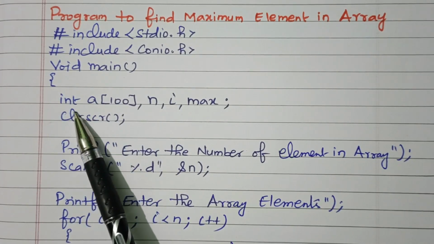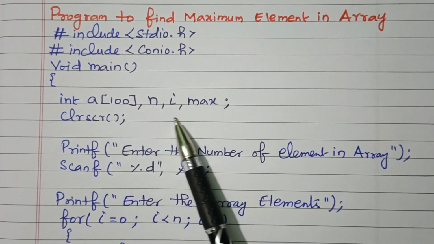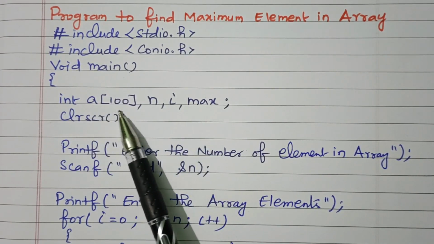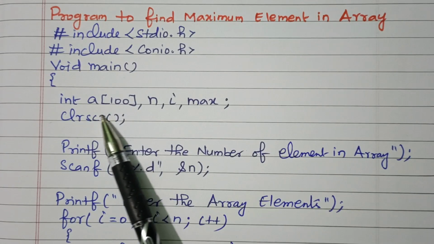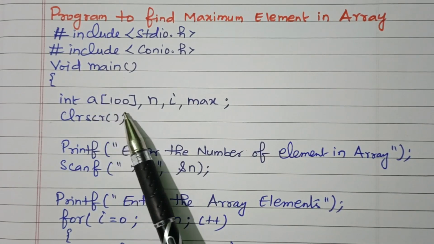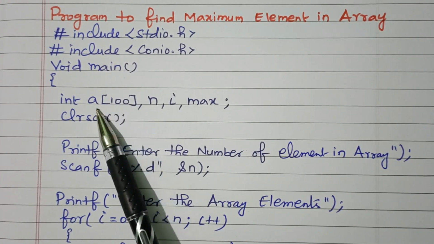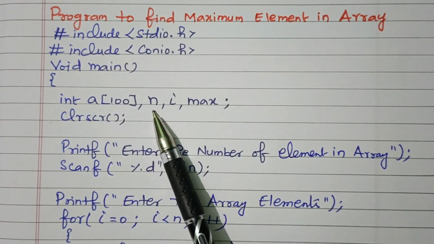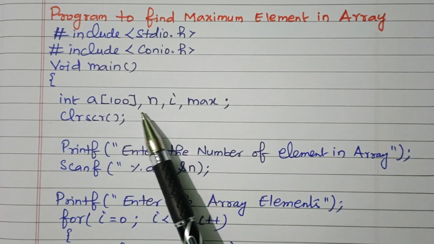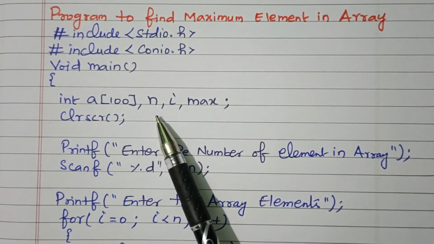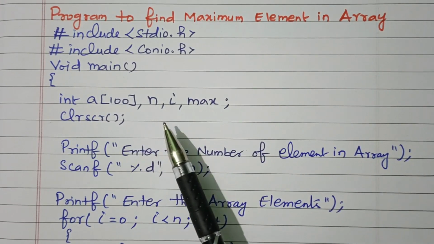The first step is we need to declare the variables. The first one is int a[100]. So this is a single dimensional array. The array name is a and the maximum size is 100, so we can store 100 numbers in this array. Then n is how many numbers we are going to use. We can use either 5 numbers or 10 numbers.